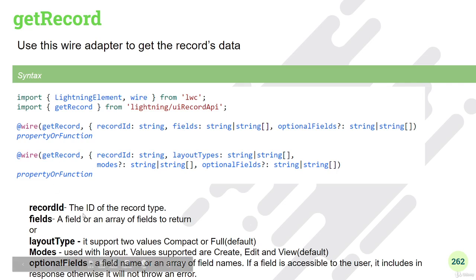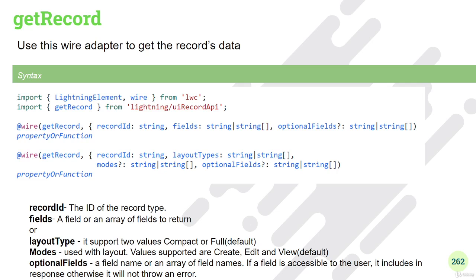The recordId we already know, it is the ID of the record. Fields can be a single field or an array of the fields to return. If you don't want to pass the fields, you can set the layout type, and there are two types of layout, Compact and Full. By default, Full is the default layout. If you are calling getRecord using a layout type, you have to define the mode. And mode can be of three types: create, edit, and view. By default, it's the view mode.